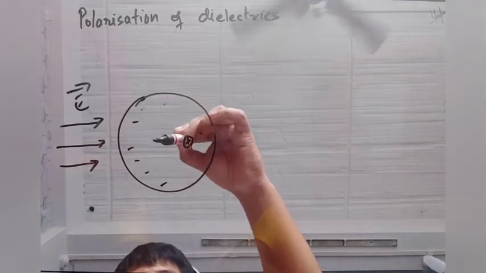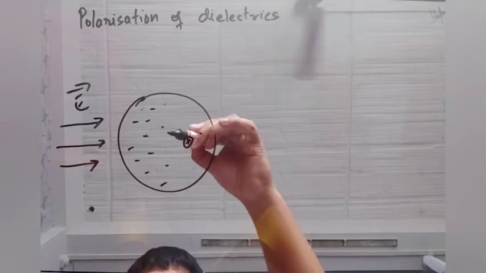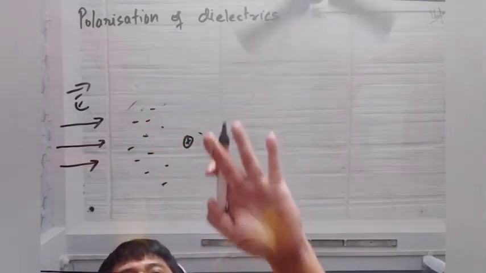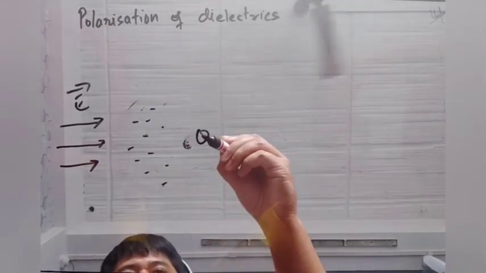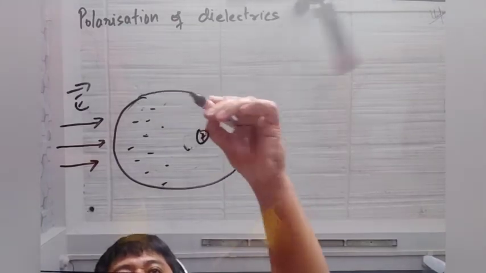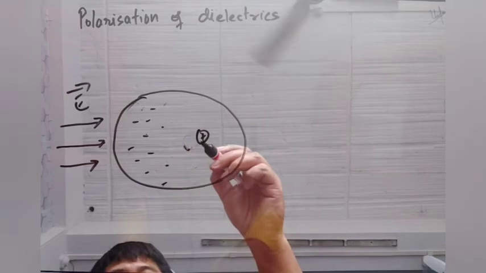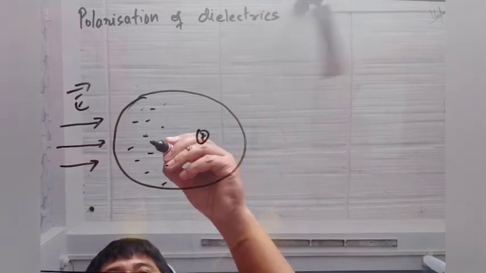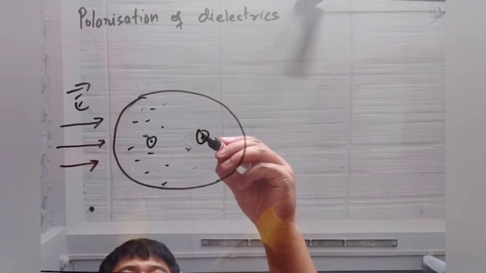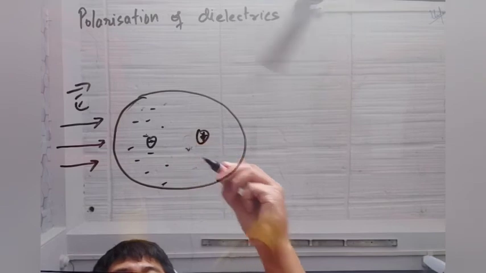attracted in the opposite direction of the electric field, and the atom is stretched when we apply electric field, in the presence of electric field. So we can say that the center of gravity of electrons will be here, and this will be center of gravity of positive charges.